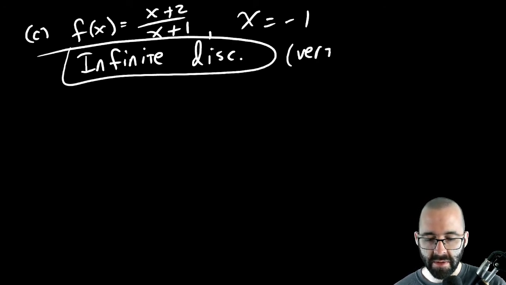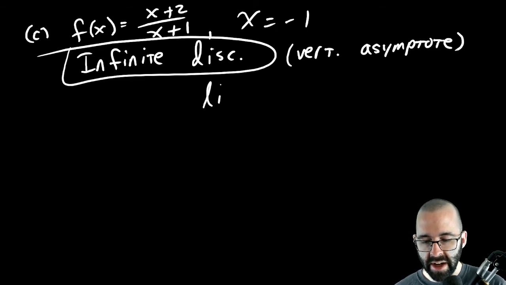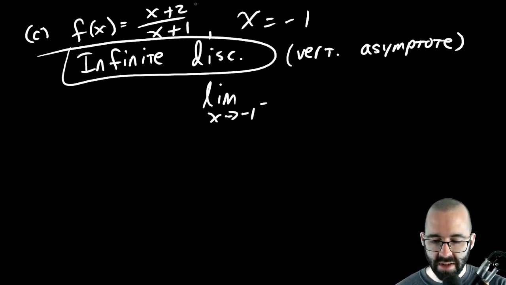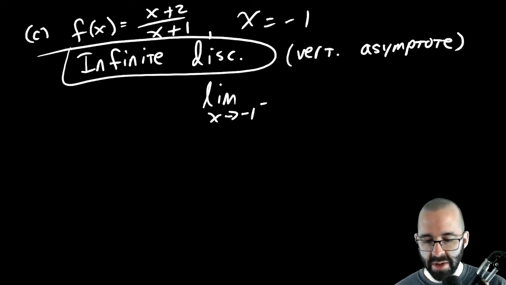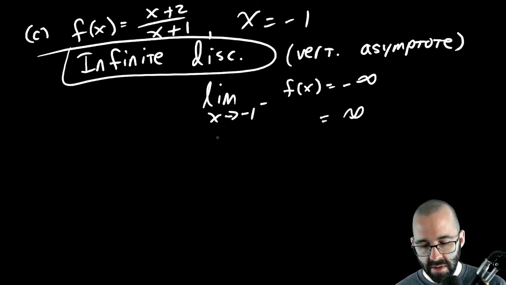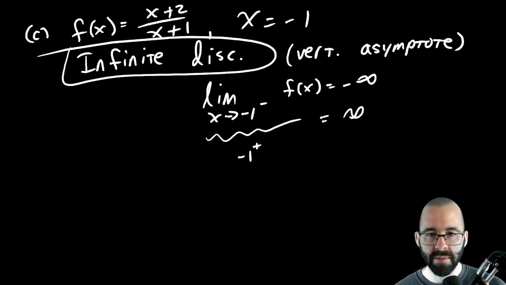All right, vertical asymptote. You could show, in fact, that the limit as x approaches negative 1 from the left, I believe, hold on, we have to do this. From the left, it'd be positive on the top and negative on the bottom. So from the left, it would be negative infinity, and it'd be positive infinity from the right. All right. So let's look at these.